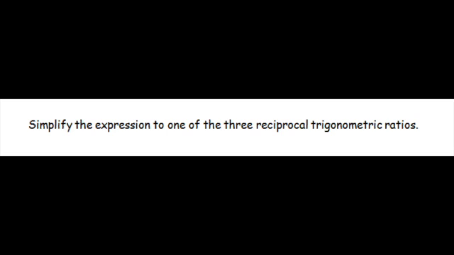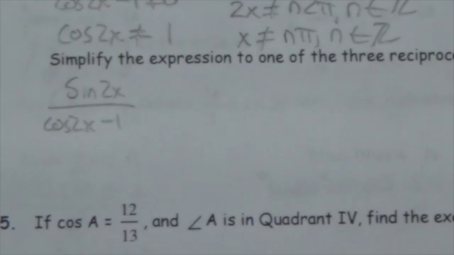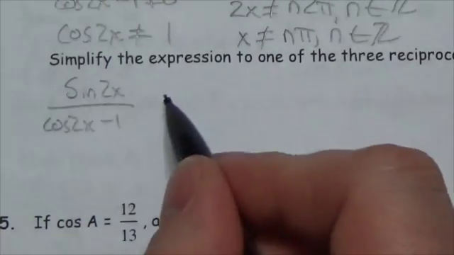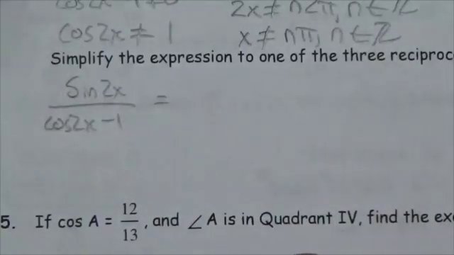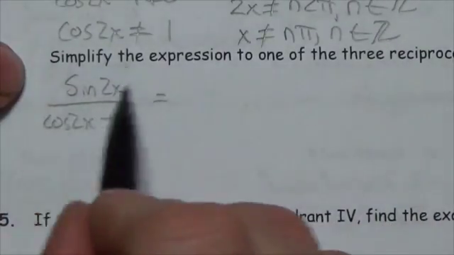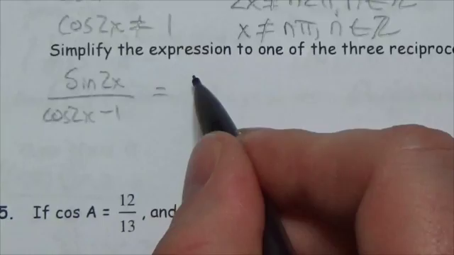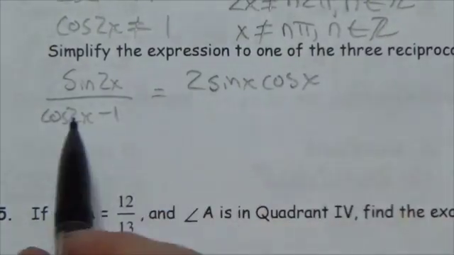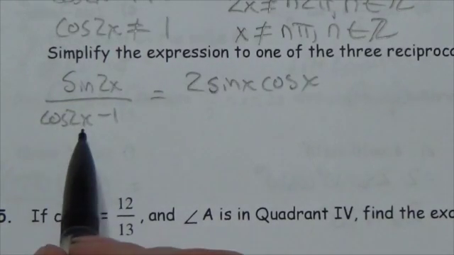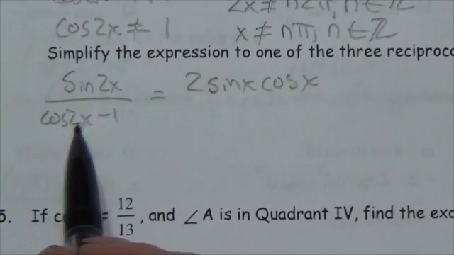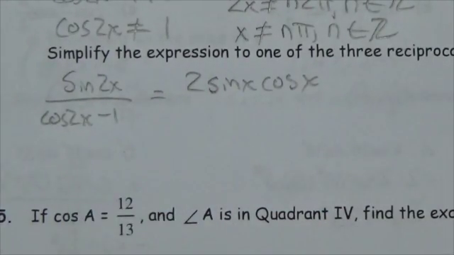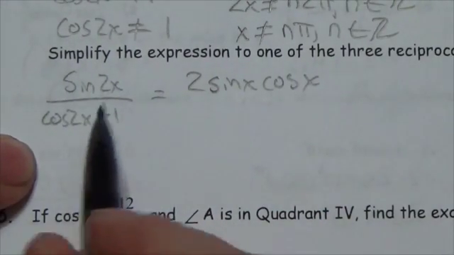Simplify the expression to one of the three reciprocal trigonometric ratios. Okay, so this question wants me to simplify this expression, so I've rewritten it again here. Now, I got to be really picky and choosy about this one. Sine of 2x, I really don't have much say over. That's going to become 2 sine x cos x. But I do have some freedom over what I use for cosine of 2x. Now, I'd like to simplify this thing as much as I can, so I'm going to be kind of clever here. I've got cosine of 2x, and I'm subtracting 1 from it.